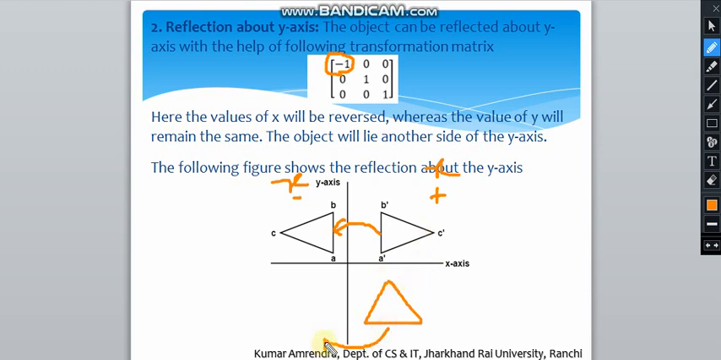So similarly, if we have a figure over here and we want to reflect it along this y-axis, this will be the figure and wherever x is, that will be negative and y will remain the same. That means if y is negative here, then in the reflected image also y will be negative, and if y is positive in the original image, then in the reflected image also y will be positive. So in this case the sign of y will not change, but the sign of x will change.